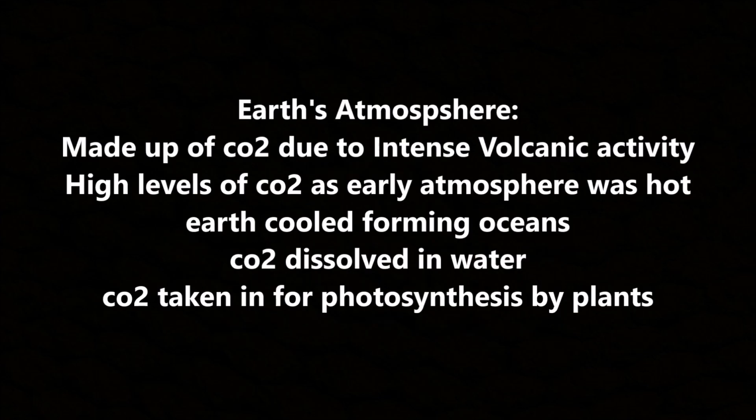So the Earth's atmosphere was made up of carbon dioxide due to intense volcanic activity at the very start, and high levels of CO2 made up the atmosphere as it was very hot. And the Earth cooled then, forming the oceans, and carbon dioxide dissolved in water, and it was taken in for photosynthesis by plants.